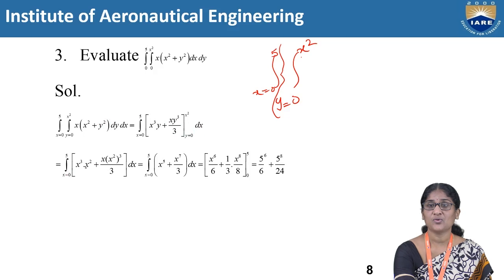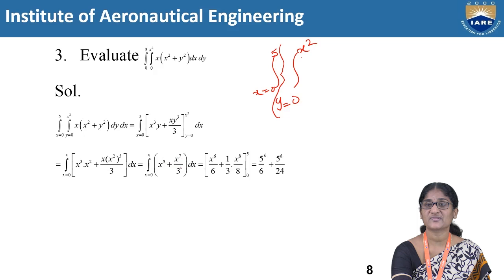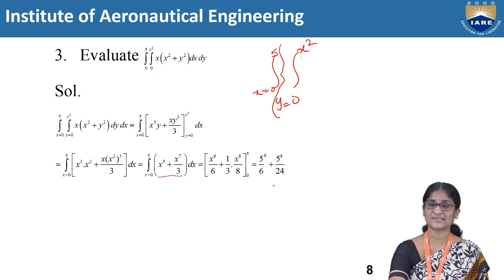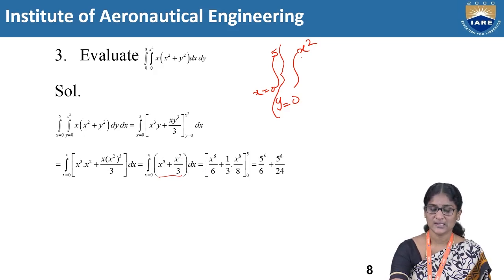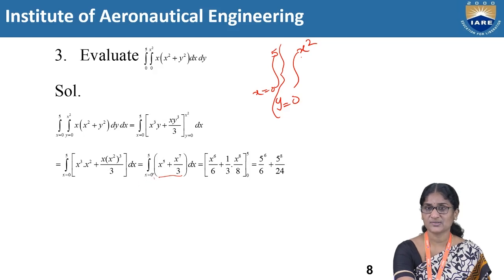So x cube into applying the upper limit, that is x square, plus x into x square whole cube by 3, which is equal to x to the power of 5 plus x to the power of 7 by 3. Everything is converted in terms of a single variable, that is x. Now we have no more double integral; it is reduced to a single integral. So the integral of x from 0 to 5, x to the power of 5 plus x to the power of 7 by 3.